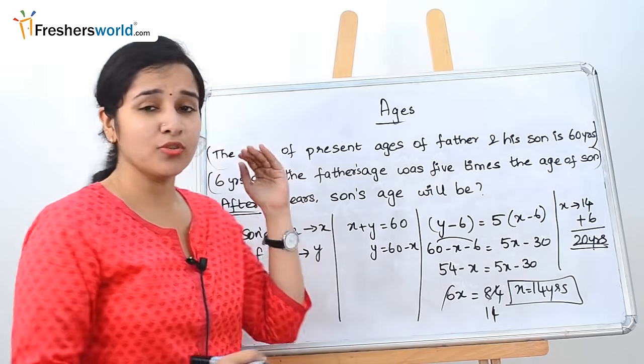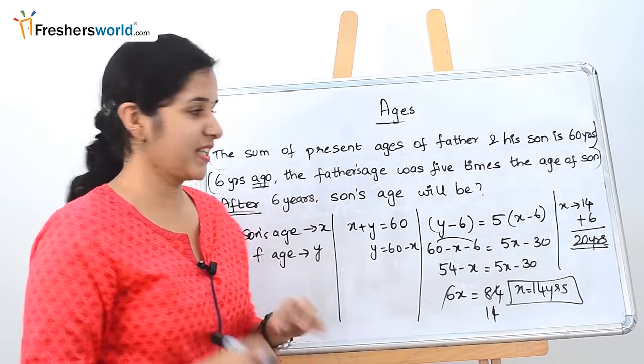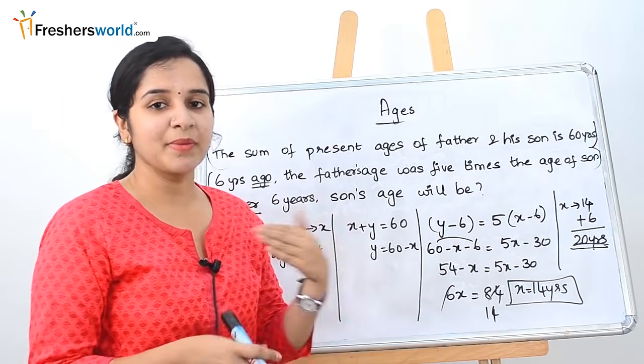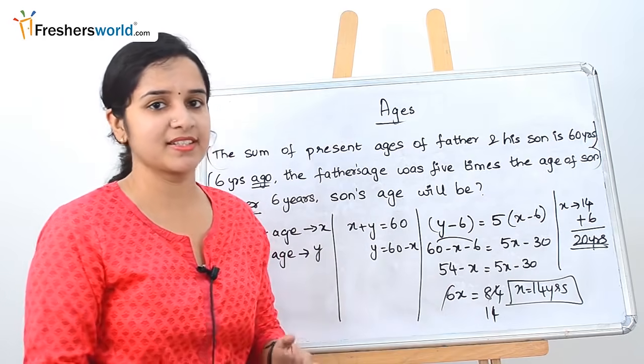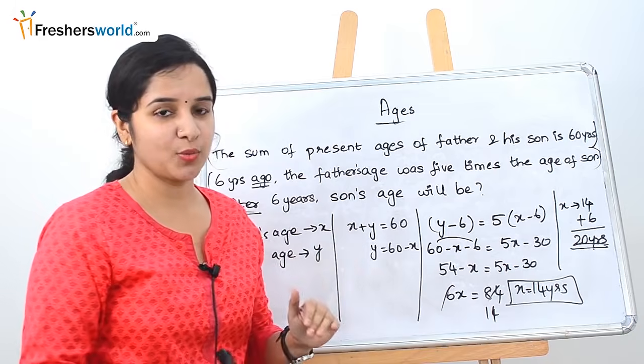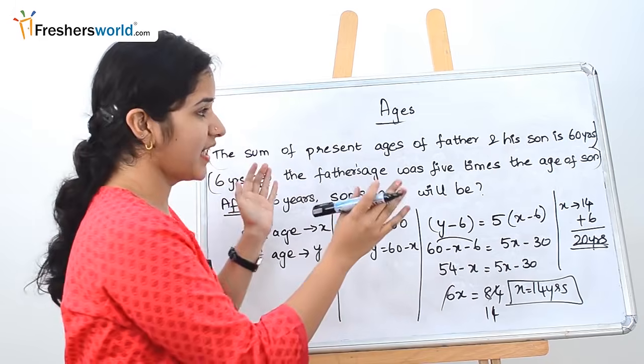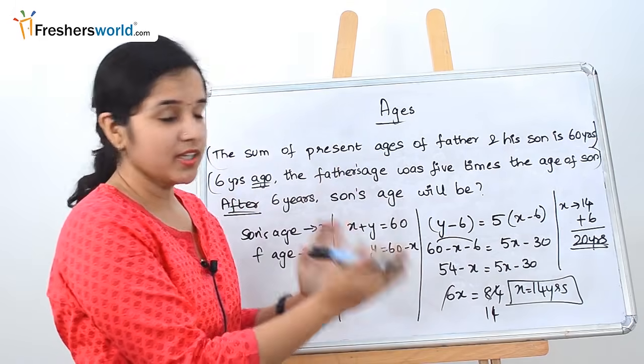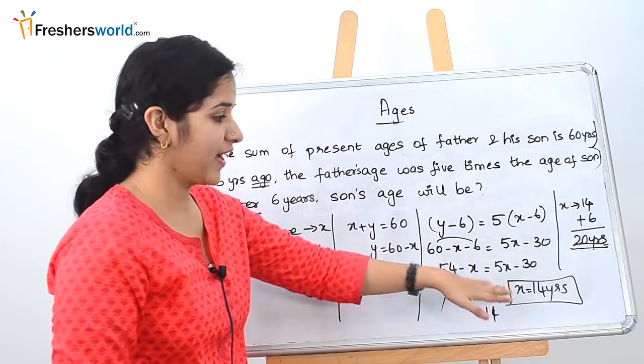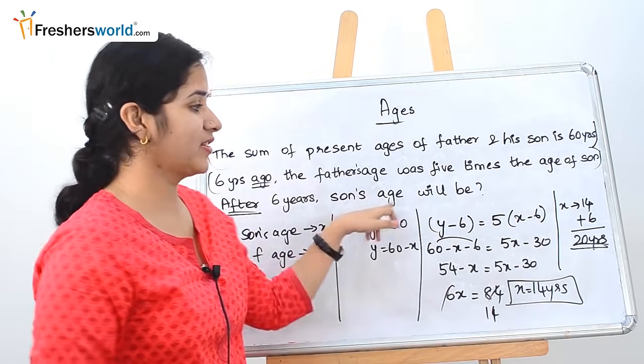So this is the most common type of ages sum we will see. Instead of father and son, it will be mother and son, or between brother and sister. The same way they will be asking the question. All you have to do is first segregate it, find the equation for it, substitute the corresponding equation and find the answer pertaining to the question that they have asked.